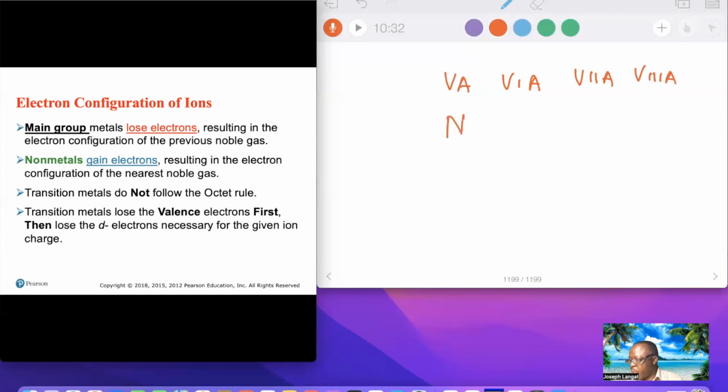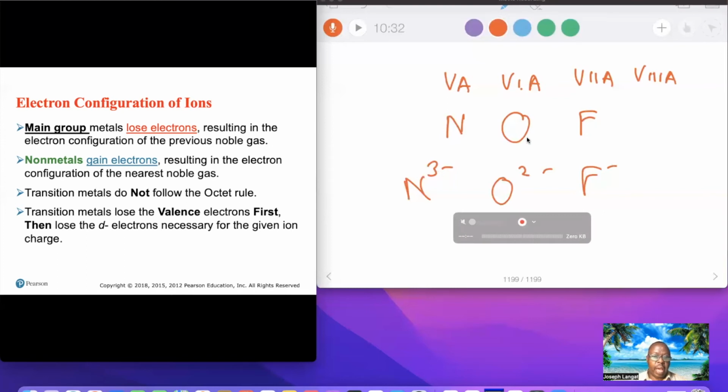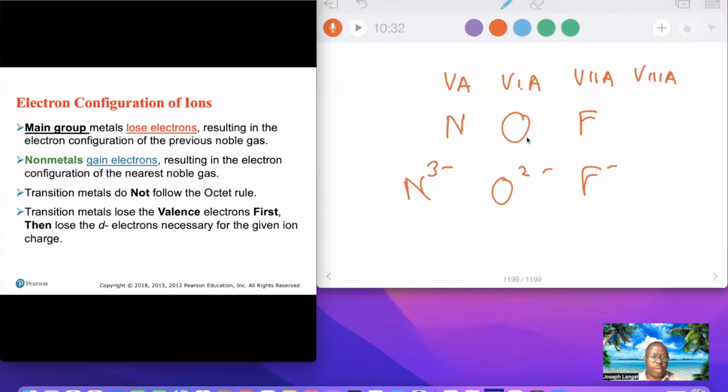Nitrogen, for example, 1, 2, 3, it will gain 3. If it is oxygen, it needs 2 to get to 8. If it is fluorine, it needs 1 to get to 8. Therefore, you will see N3-, which means it has gained 3 electrons. Oxygen has gained 2 electrons. Fluorine has gained 1 electron. So metals tend to lose their valence electrons, and non-metals gain electrons in such a way that they end up with 8. The guiding principle is the octet rule we talked about.